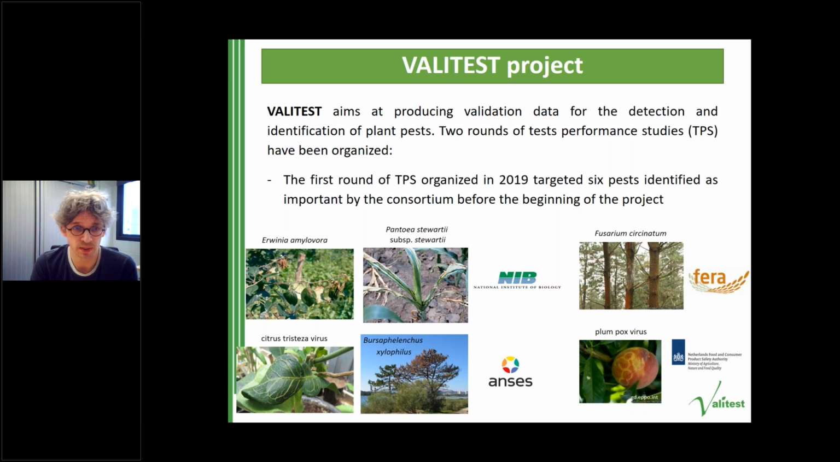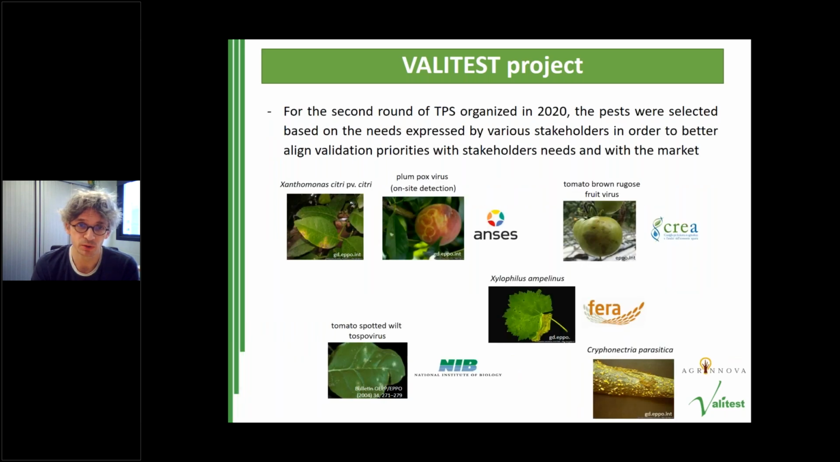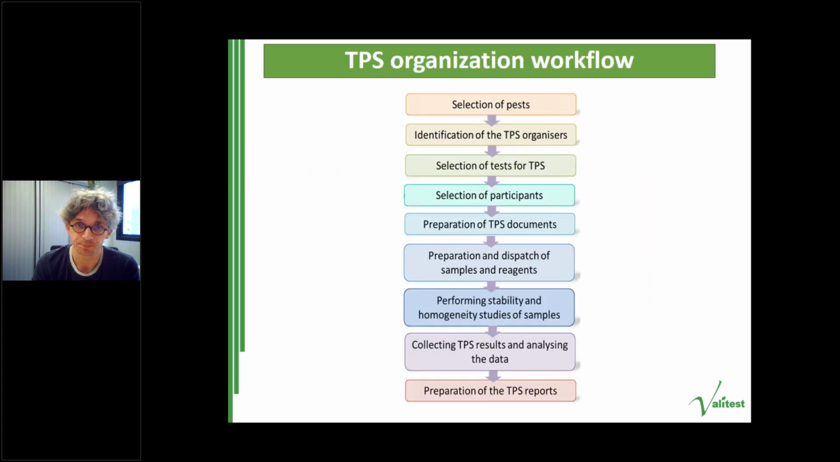On the slide, you can see the names of the different pests, you can see pictures of symptoms, and you can also identify the partners which have organized the TPS. Same for the second round of TPS organized in 2020, except that this time the pests were selected based on the needs expressed by various stakeholders. The idea was to try to align our validations with the needs of the stakeholders and with the market.